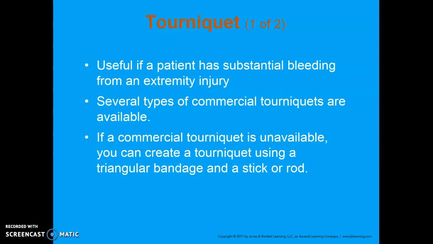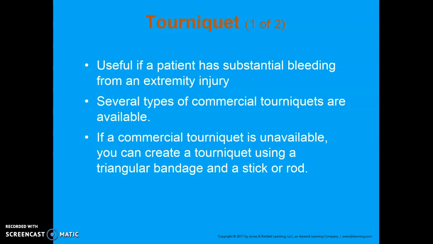The tourniquet's very useful for anybody that has substantial bleeding from an extremity. Keep in mind, we're not going to be able to get it around the torso. It's not going to make any sense. We're not putting them around the neck ever. So just a little common sense. There's tons of different types of tourniquets. Each of them have the same general concept of how to use them.